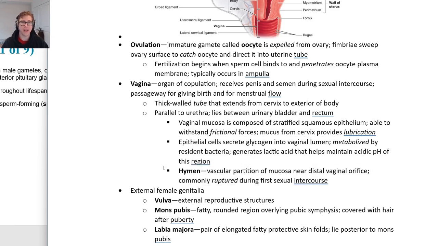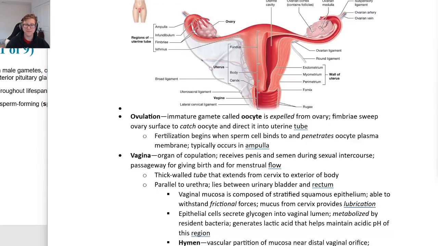Hymen. This is a vascular partition of mucosa near the distal vaginal orifice. It is commonly ruptured during first sexual intercourse. However, it is not always ruptured during first sexual intercourse. There are a variety of ways that it can be ruptured. I think a really common one is horseback riding. So it is not the end-all, be-all virginity test that it was back in, let's say, medieval times. Terrible system.